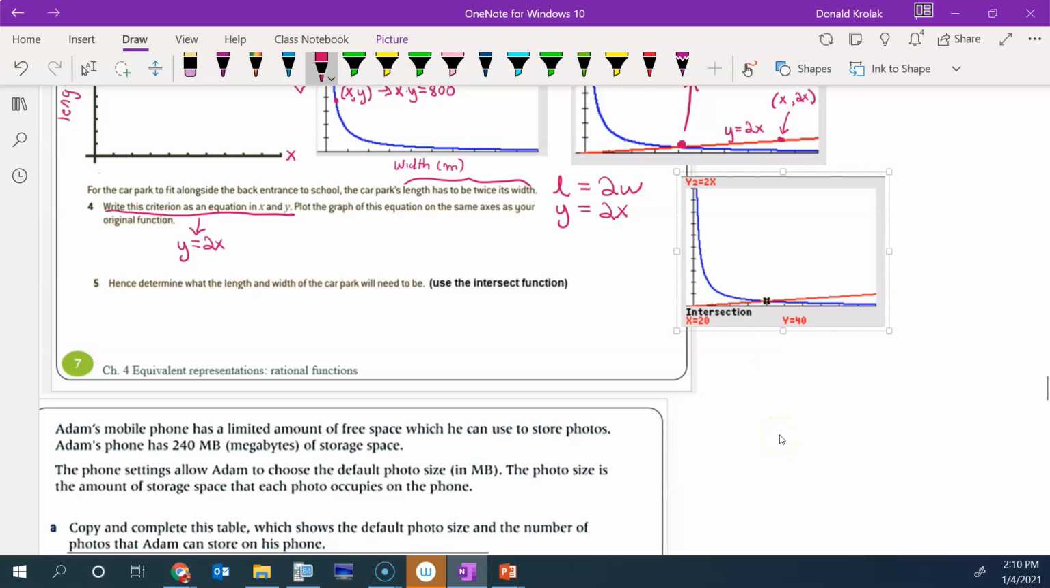All right, so let's write what we did. To solve this graphically, we graph both functions and find the intersection. So we graph 800 over x, and then we graph y equals 2x, and then we find the intersection.